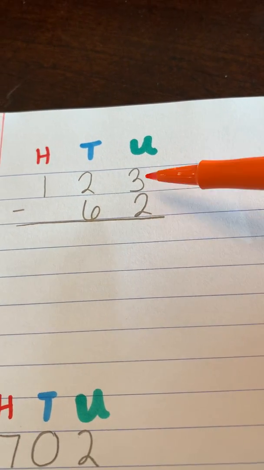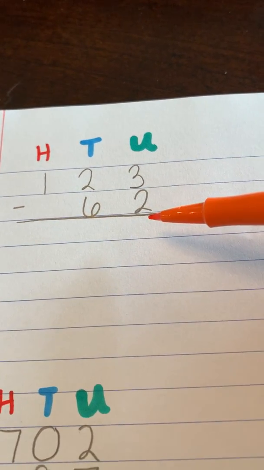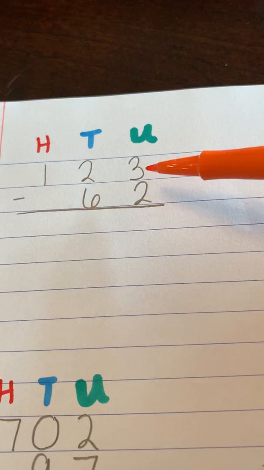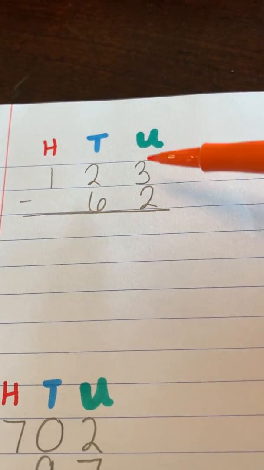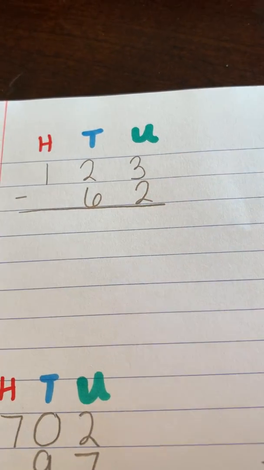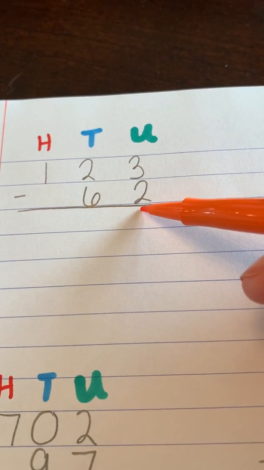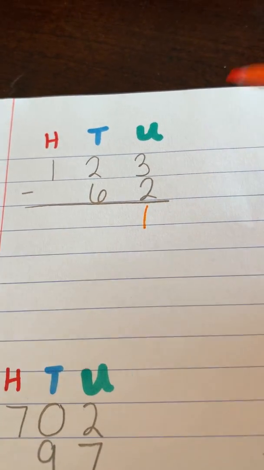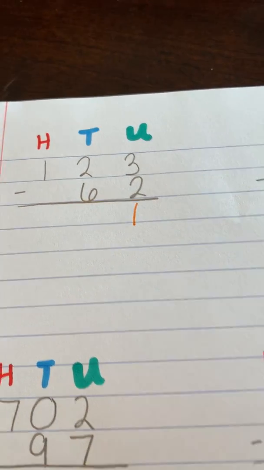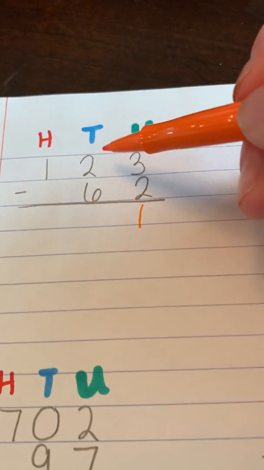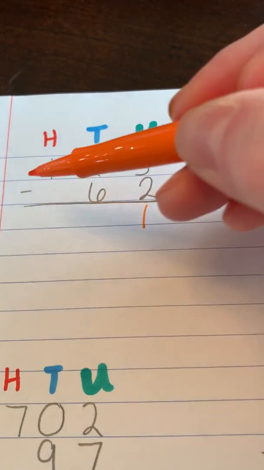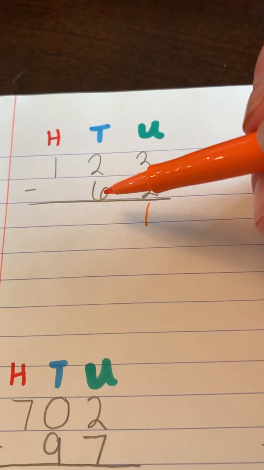Let's look here. 3 minus 2. Oh, we can subtract 2 from 3. That's easy. 3 minus 2 equals 1. Okay. Now we can go to our tens place. We have 2 minus 6.